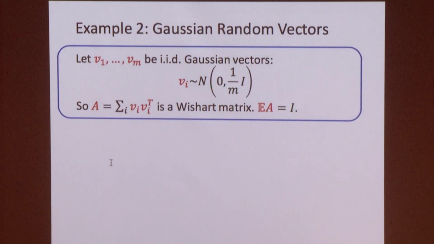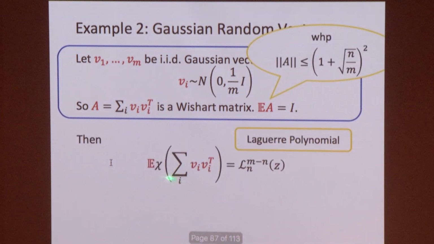So here you just have Gaussian random vectors. Let's take V1 through Vm to be IID Gaussians of the appropriate norm. And again, this sum of outer products is just a Wishart matrix. The expectation is the identity. Let's calculate the expected characteristic polynomial. It's pretty easy because it's a Gaussian. You get that it's an associated Laguerre polynomial, which is an orthogonal polynomial that you may have heard of. So it's a nice polynomial. It has a nice formula, but I'm not going to write it.